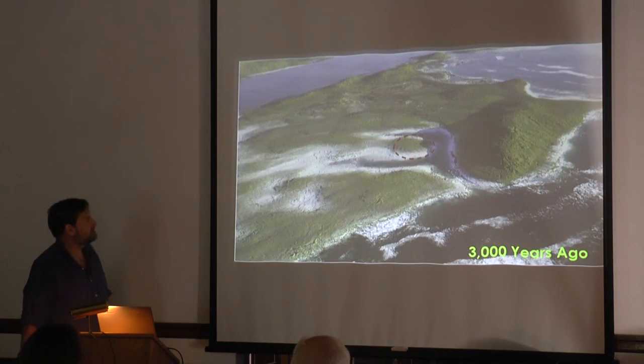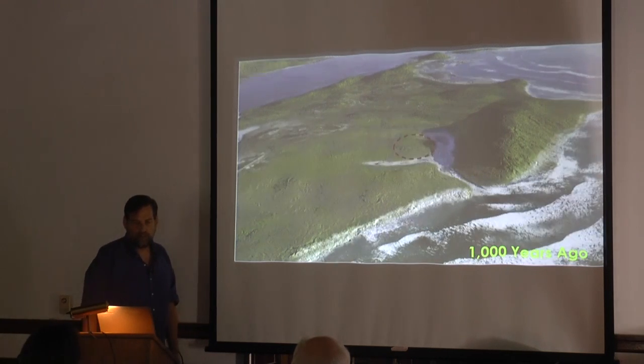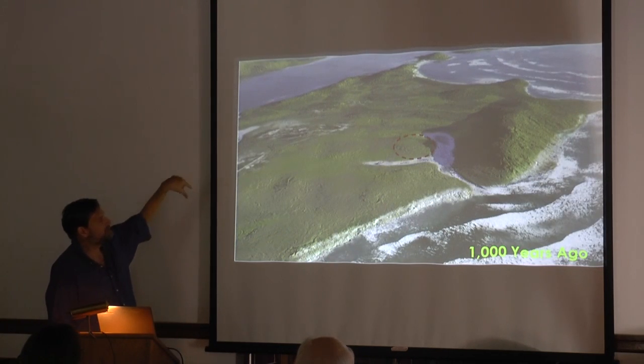By around 3,000 years ago, it's gotten drier, vegetation is dropping off, and the dunes are starting to erode. So in this model, the dunes that I had coming in are now being eroded in the TerraGen model. And also, some of the early rice fields were starting to crop up 3,000 years ago, too.